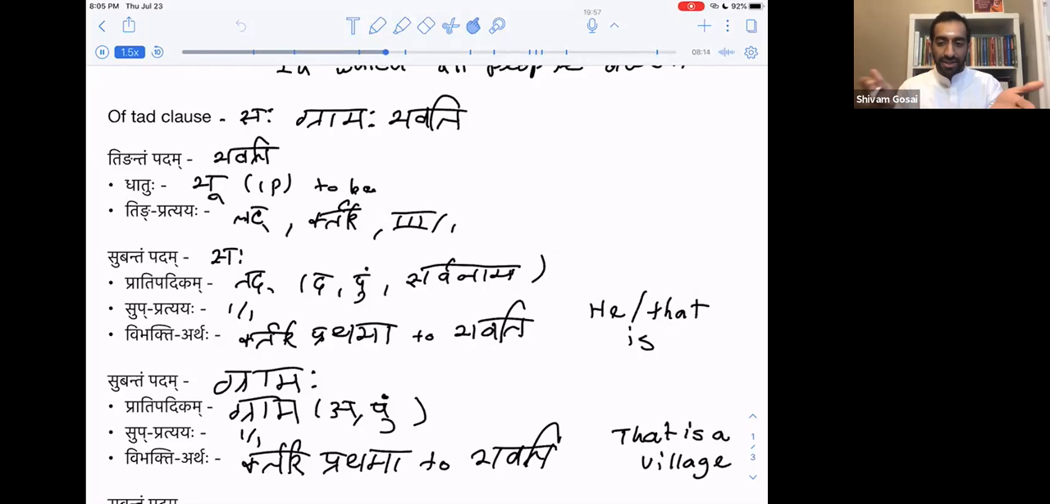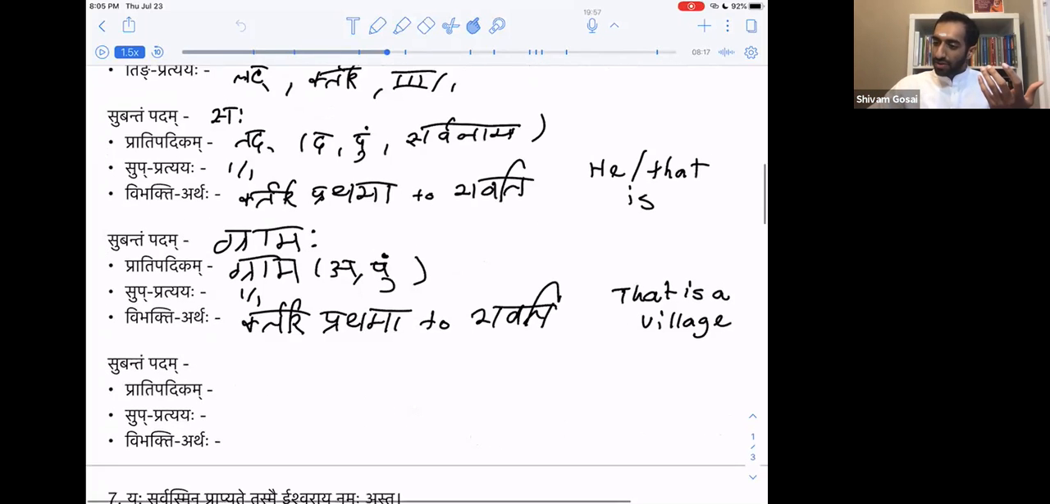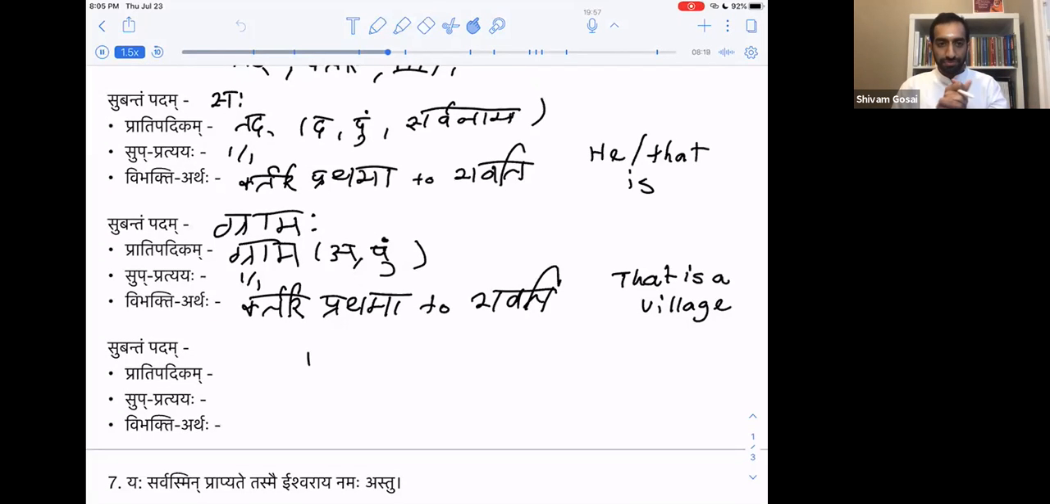That is a village. Grama means village, right? So this is like a noun predicate type. Uddeshya videya bhava. So that saha means that, bhavati is a grama, a village. Okay, so now let's look at the translation.